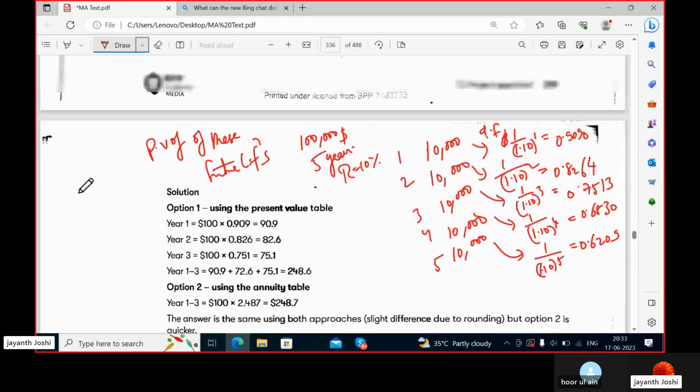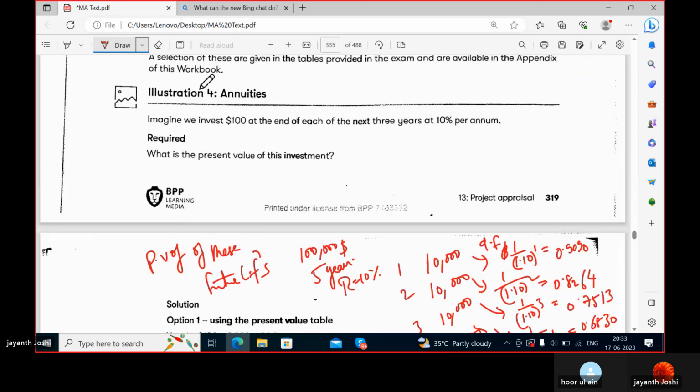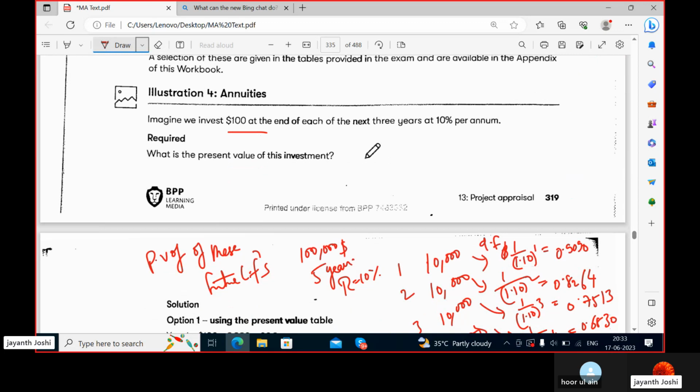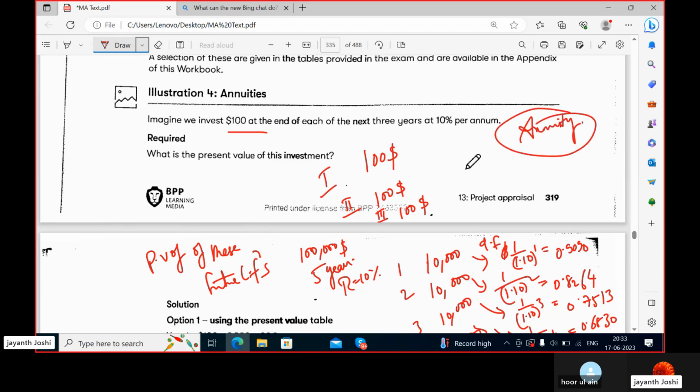So here is a question. Imagine we invest $100 at the end of each of the next 3 years. So we are investing $100 in the first year, second year, and third year. And here you can easily understand I'm speaking about annuity because same amounts are invested every year and the rate is 10%. So for 3 years we have to see what is the annuity factor.